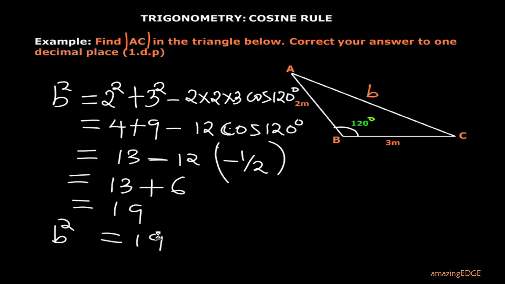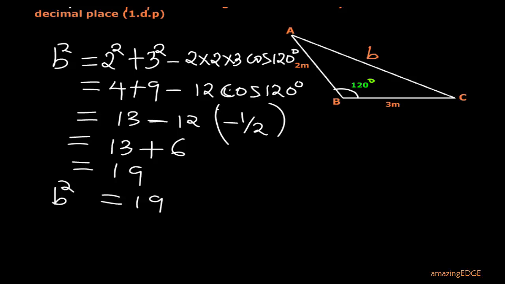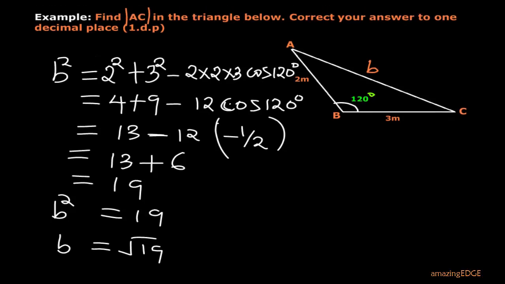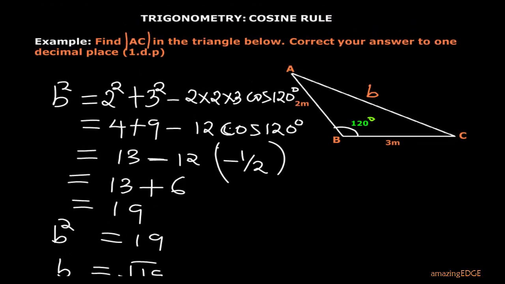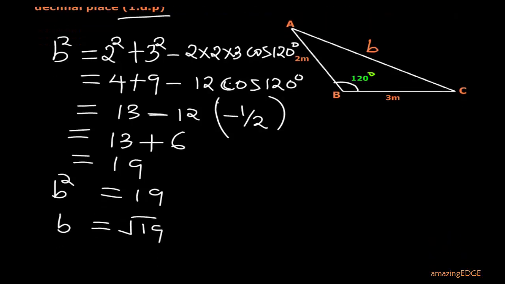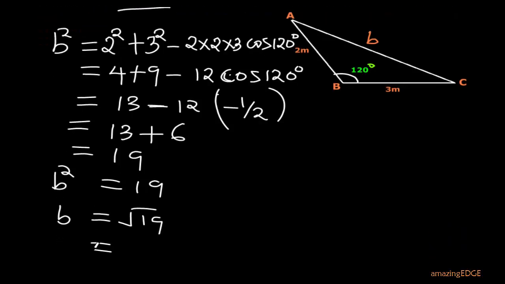But we are not looking for b squared, we are looking for b. To find b, you take the square root of both sides. So b is the square root of 19. Remember we are told to leave our answer to one decimal place. If you get your calculator, the square root of 19 will give you 4 point something, but to one decimal place it gives 4.4. We give the value in meters, so b is 4.4 meters.